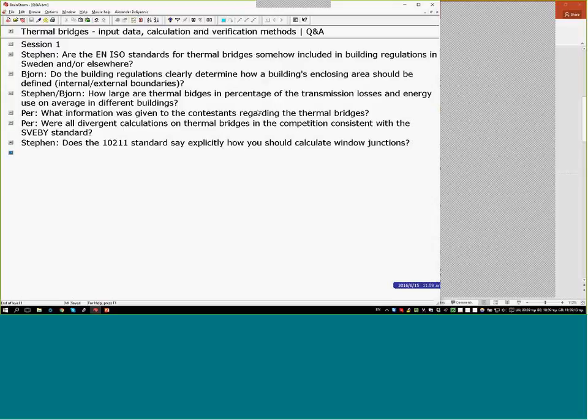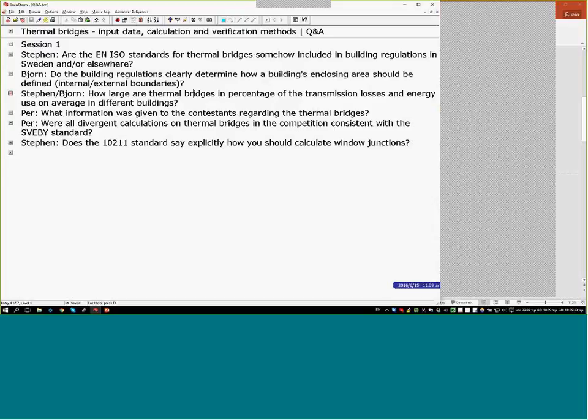Okay. Then there was a question to Stephen or Björn. So how large are thermal bridges, I assume in the Swedish context, in percentage of the transmission losses and energy use on average in different buildings? I think you showed already partly it, but can you say something more about it?